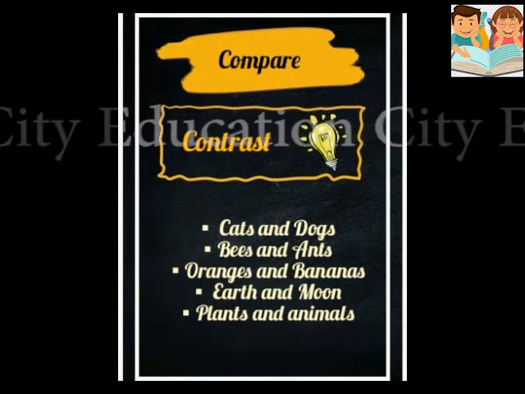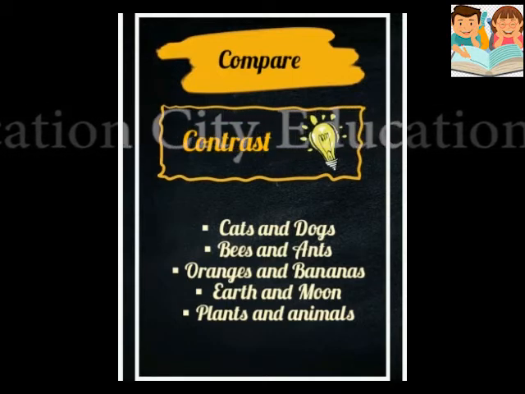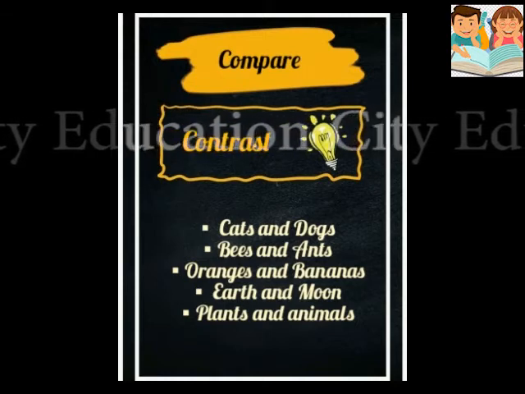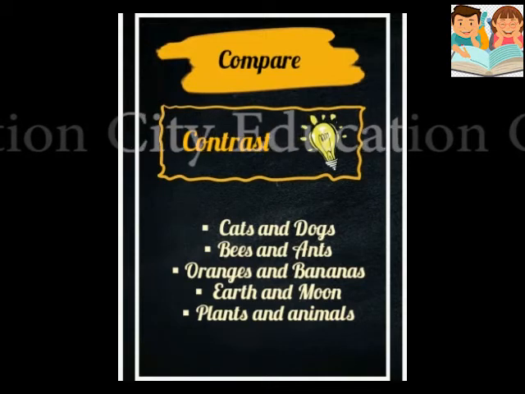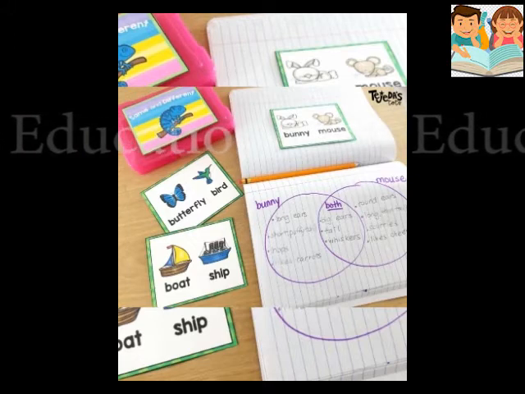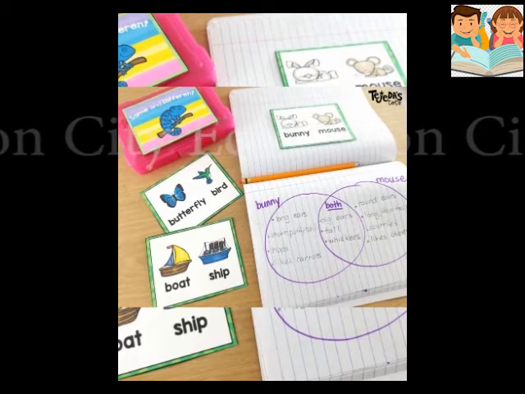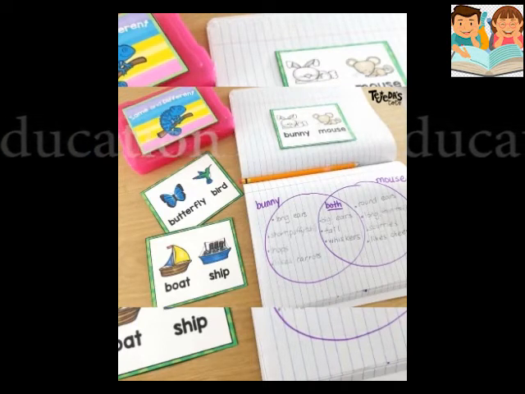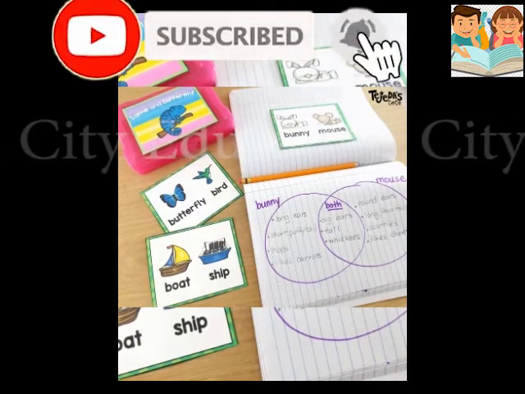So now students, I have some topics for you of compare and contrast to do an activity. Here are 5 topics. You will choose one of them. The topics are cats and dogs, bees and ants, oranges and bananas, earth and moon, plants and animals. And make a Venn diagram like this in your notebook and write the compare and contrast of the topics you choose. Okay, and make sure that you do your work neat and clean.